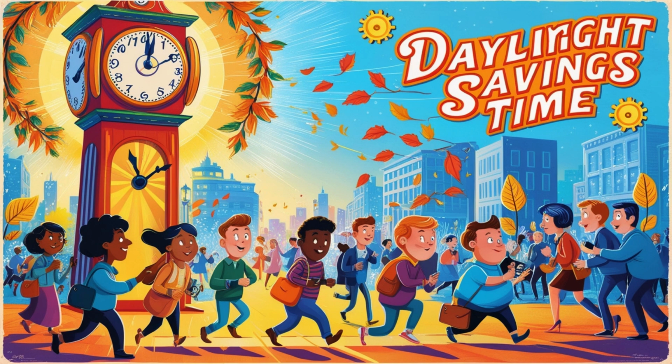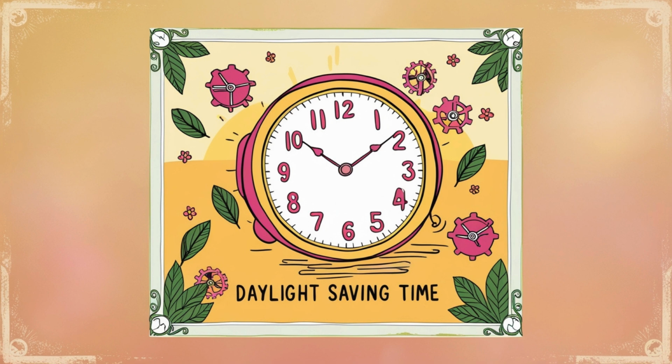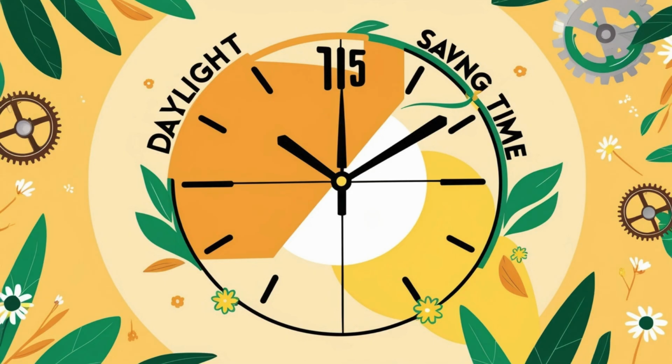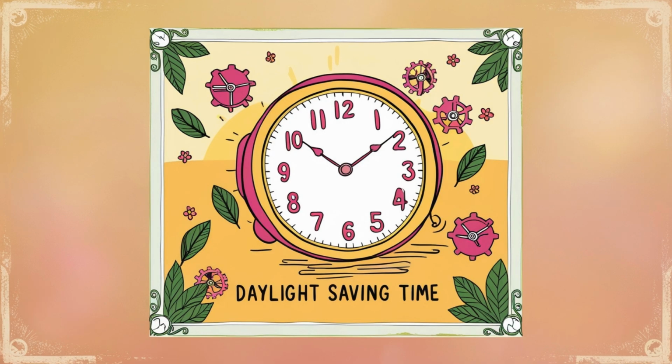In 1916, Germany became the first country to implement DST in an effort to conserve fuel by reducing the need for artificial lighting in the evening. The idea quickly spread, with countries such as the United Kingdom, the United States, and others adopting similar policies. DST was reintroduced during World War II for similar reasons.